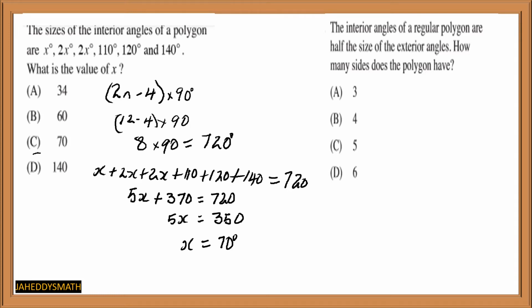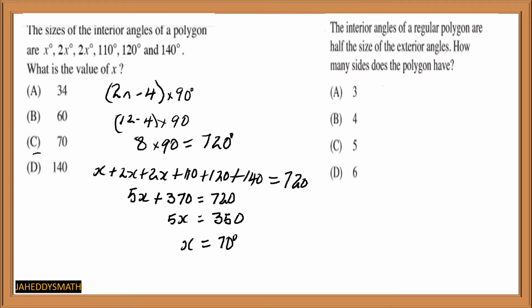Next question. The interior angles of a regular polygon are half the size of the exterior angle. How many sides does the polygon have? So we are asked to find the number of sides of the polygon. So let us use the information given. We are told that the interior angle is half the size of the exterior angle.